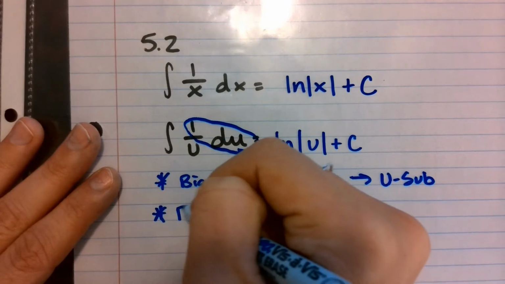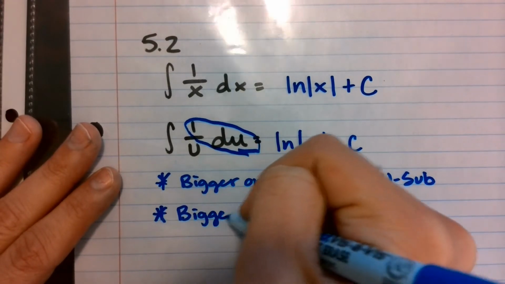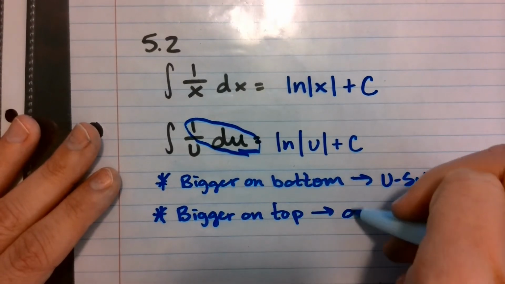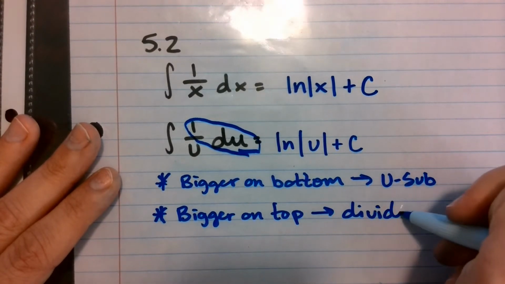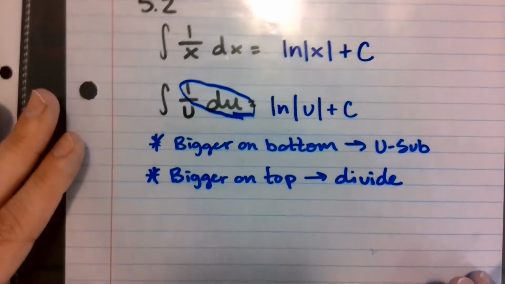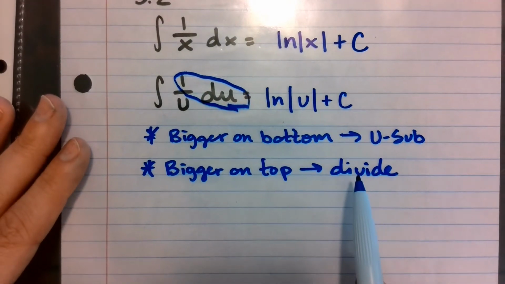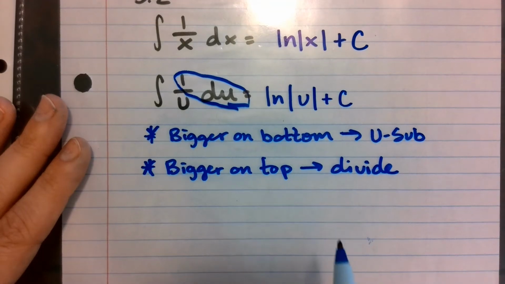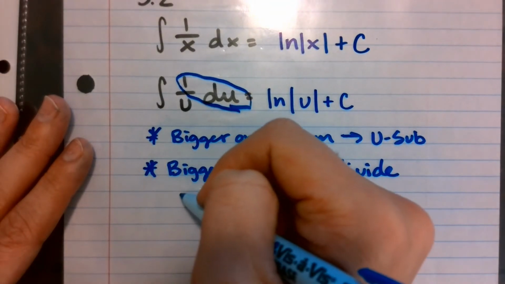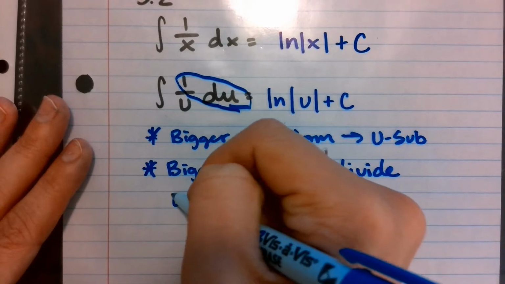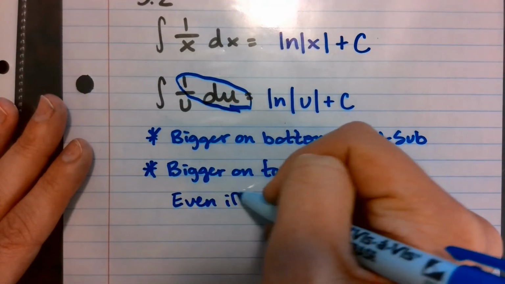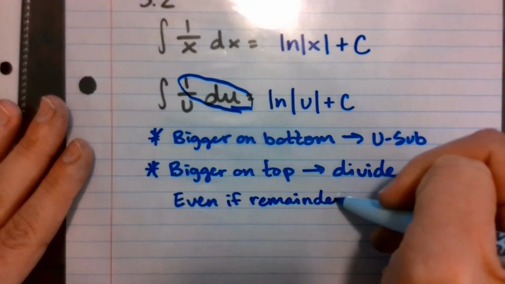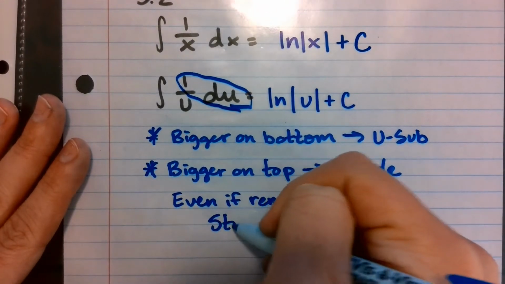If it's bigger on top, then we want to go ahead and divide. And in the moment, it might seem like dividing is not a good idea because it might make it uglier to begin with, but it's actually still going to be easier to work with. So we'll just say, even if there's a remainder, it's still going to be easier to work with.